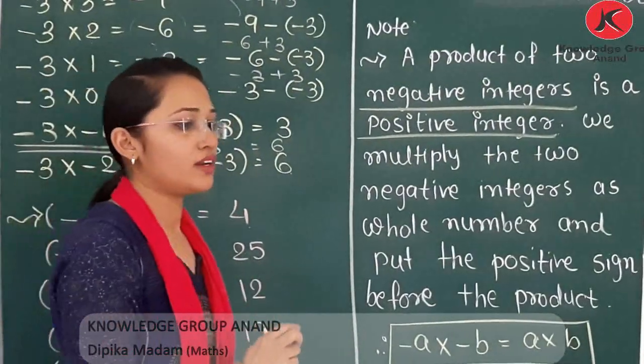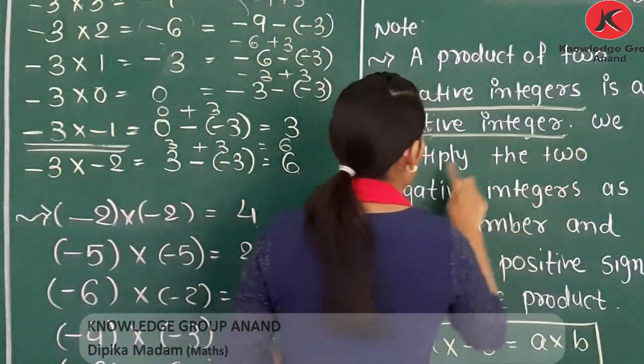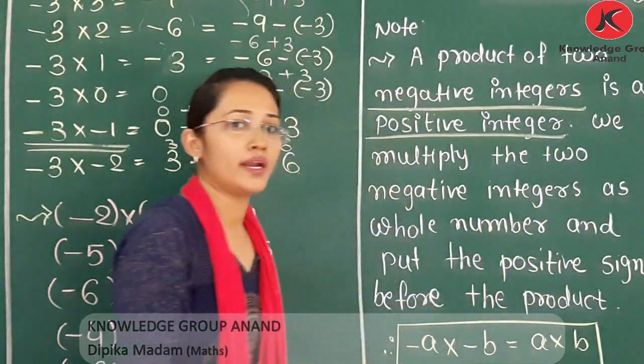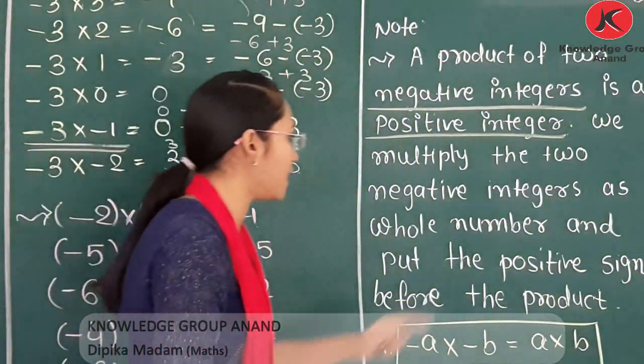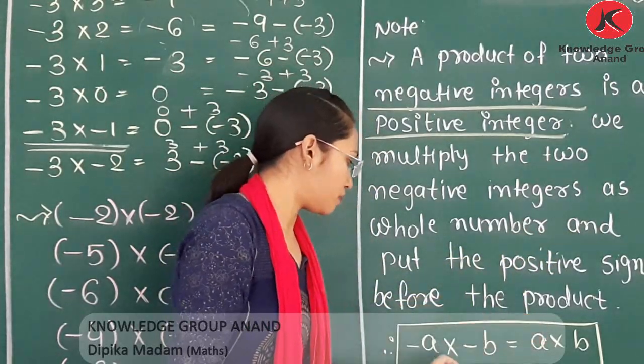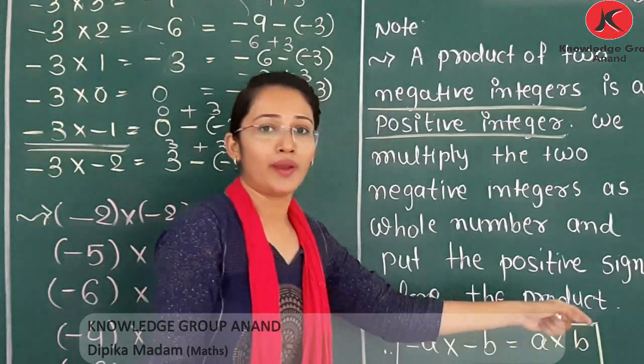If both are negative integers, the answer is positive. We multiply the two negative integers as whole numbers, multiplying both numbers the simple way, and put the positive sign before the product. That means (-a) × (-b) is equal to a × b.